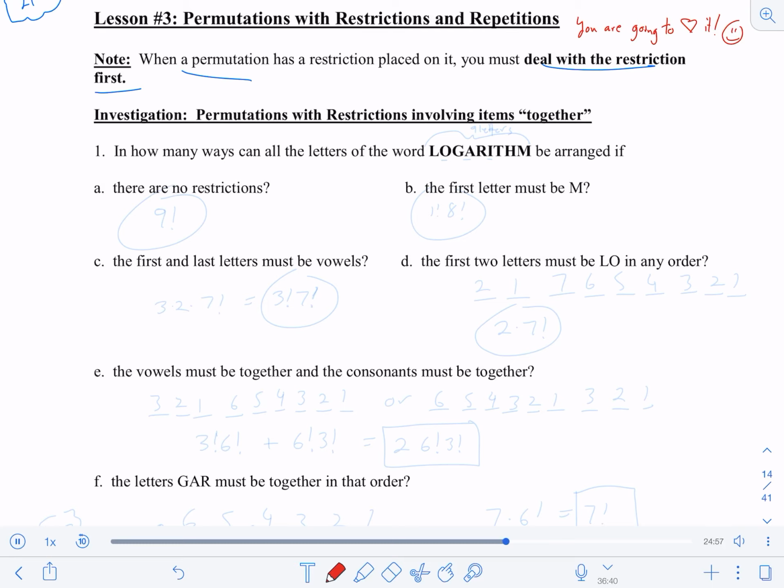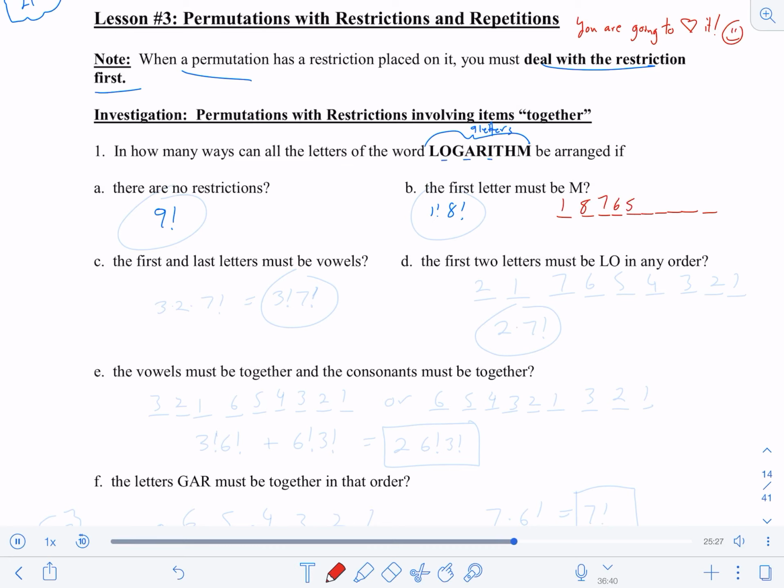Here we have the word logarithm. 1, 2, 3, 4, 5, 6, 7, 8, 9 letters. So if there's no restrictions at all, then that's just 9 factorial. If the first letter must be an M, then that would be 1 factorial for the first letter, and then 8 factorial.